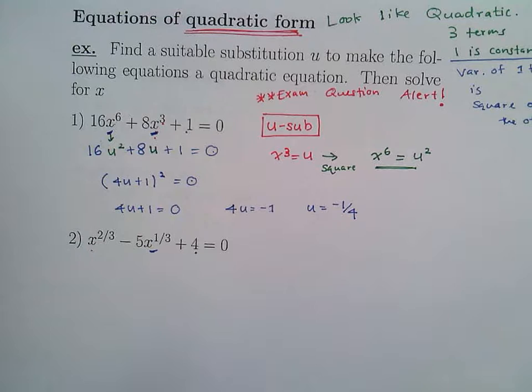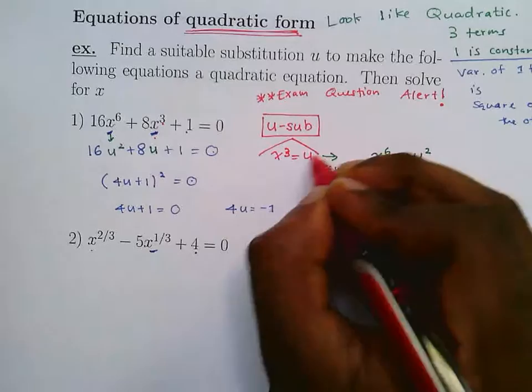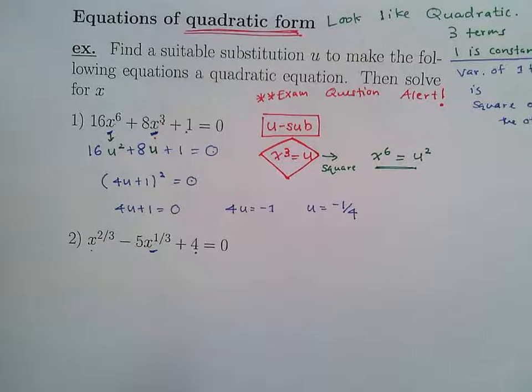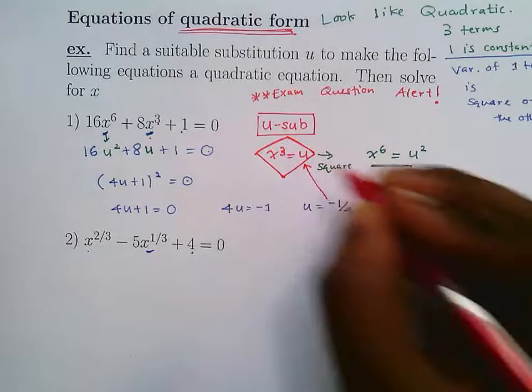But the problem here is that we did not have u in the original equation. The original equation had x, we have u. There's no point of finding u without finding what x is. So we go to the place where we had the original substitution. That is this equation. You have u equals negative 1/4. You substitute it here, so you get x cubed is equal to negative 1/4.